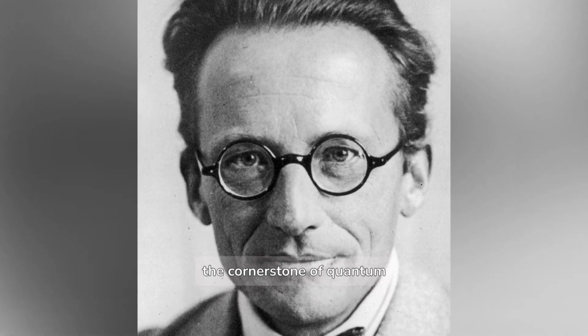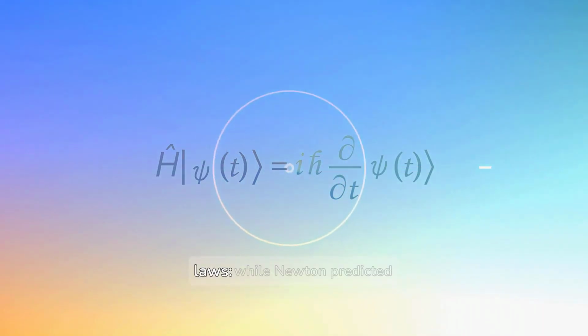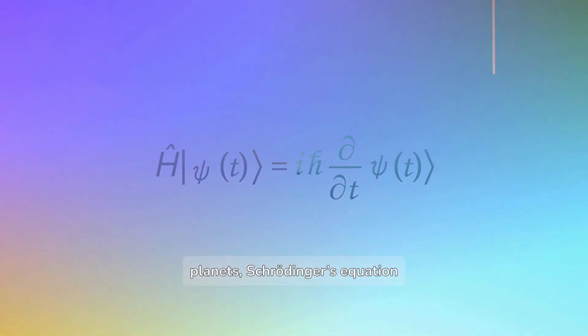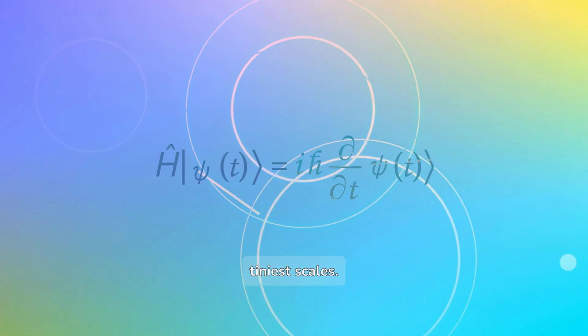In 1926, Schrödinger derived an equation that became the cornerstone of quantum mechanics, the Schrödinger equation. Think of it as the quantum version of Newton's laws. While Newton predicted the motion of planets, Schrödinger's equation describes how particles like electrons behave at the tiniest scales.